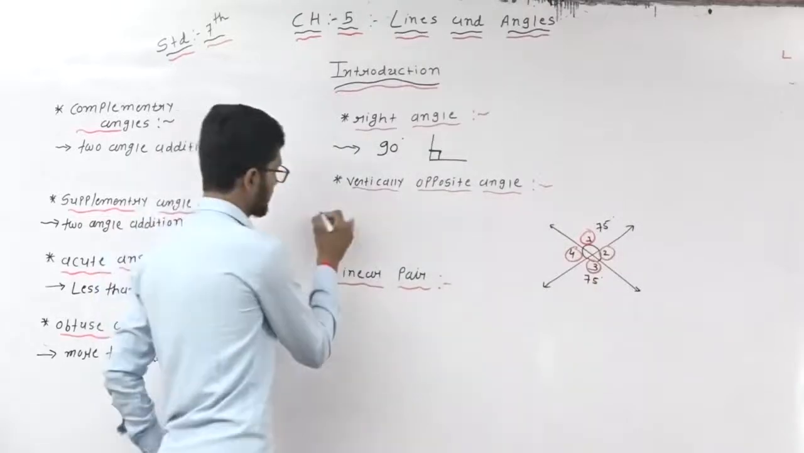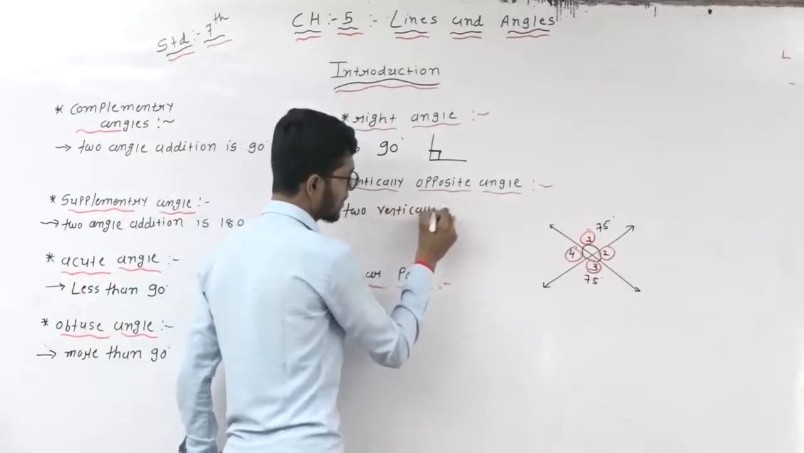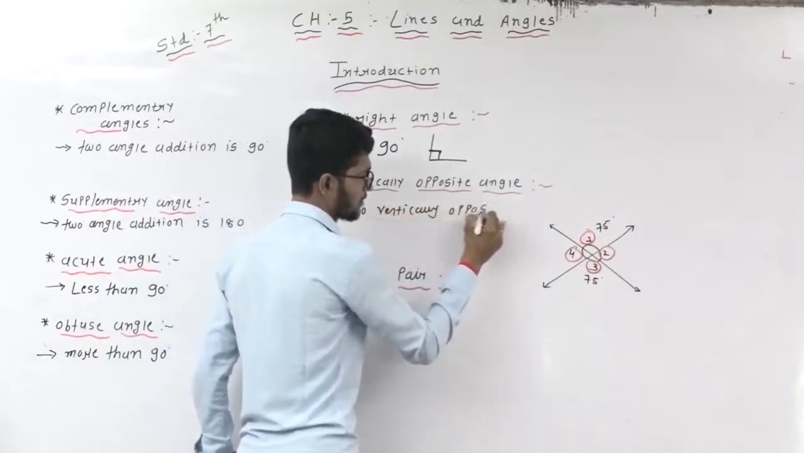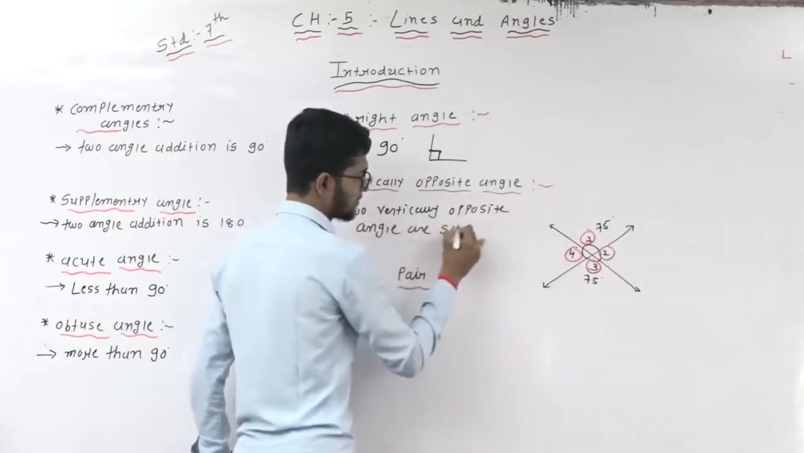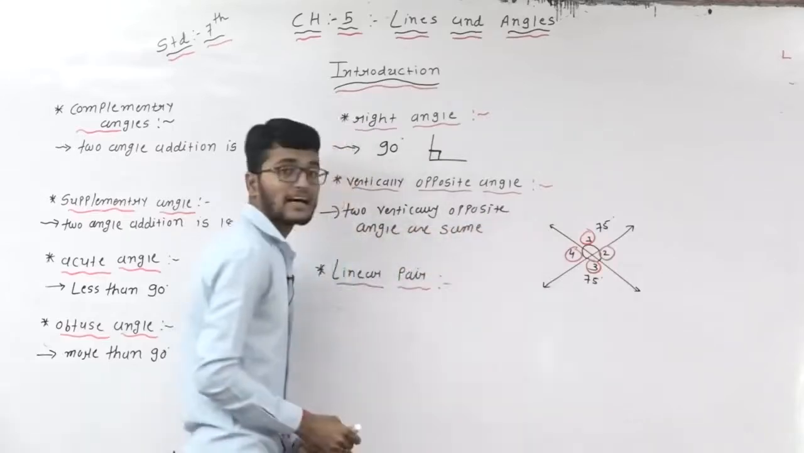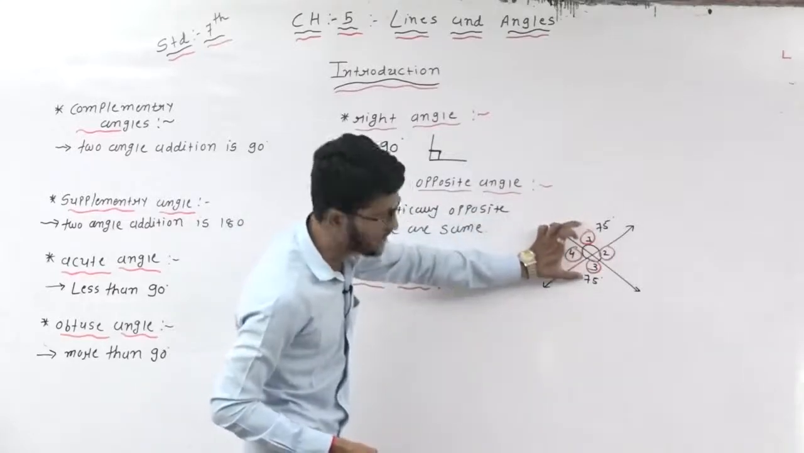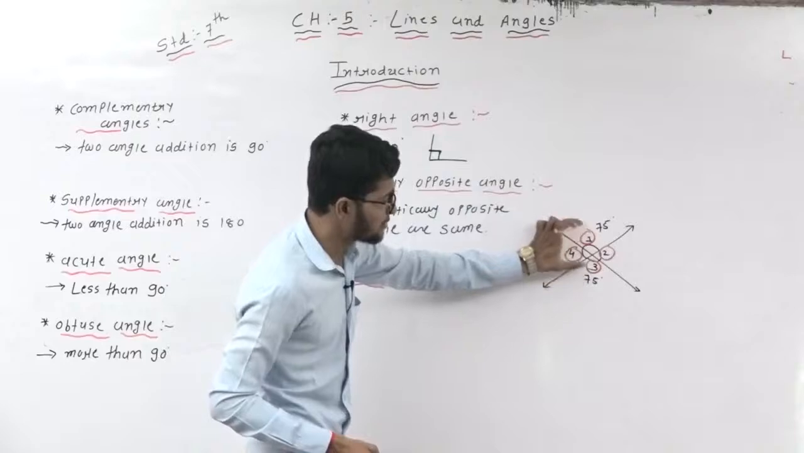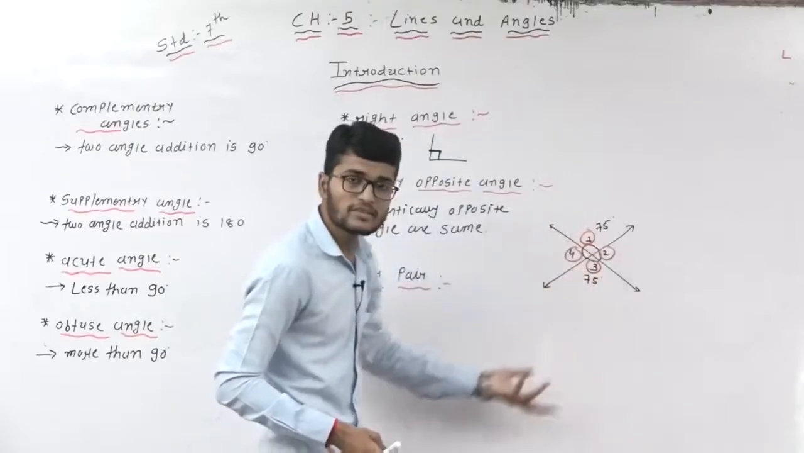Vertically opposite angles are same. So what are the vertically opposite angles? 1 and 3, these two are opposite. So opposite angles are same. It means 1 and 3 are also the same. This one is 75, so this one is also 75.